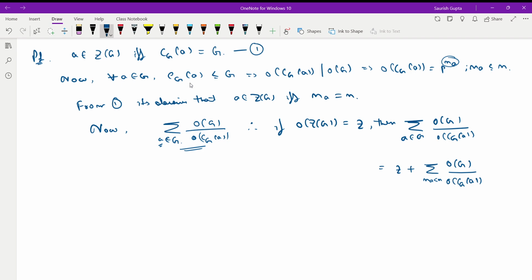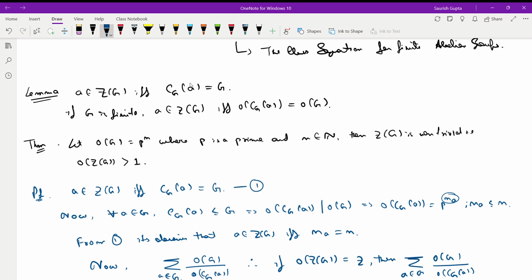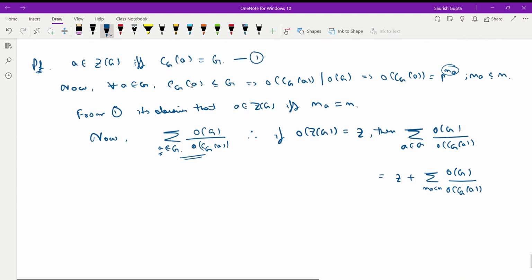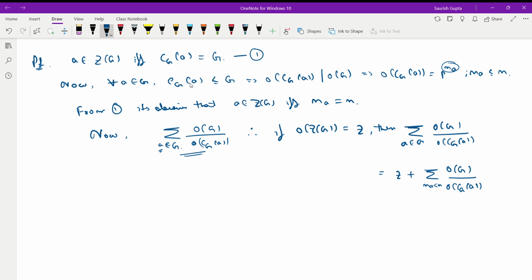We specifically write the elements of the center because from this lemma we know that an element is in the center if and only if its centralizer equals G. So we can just bring out the elements in the center separately and then write the summation where the element A ranges over all the elements in G which is not in the center, or the complement of the center of G in G. Okay. You might also get this representation in most of the books. Okay. Whatever.